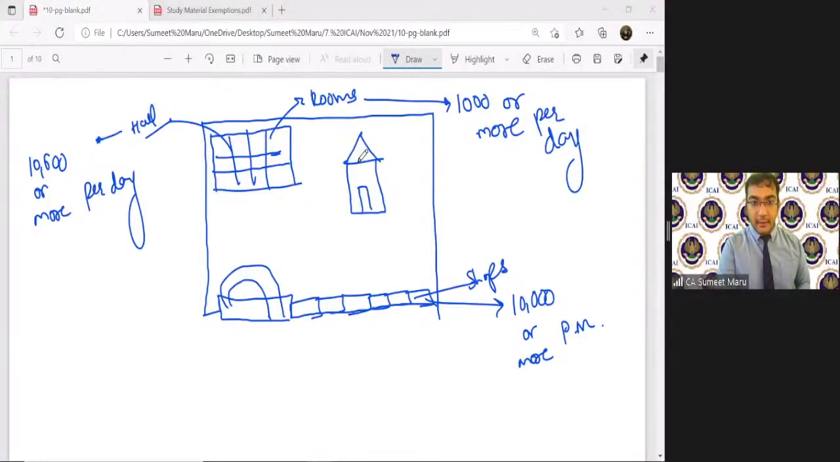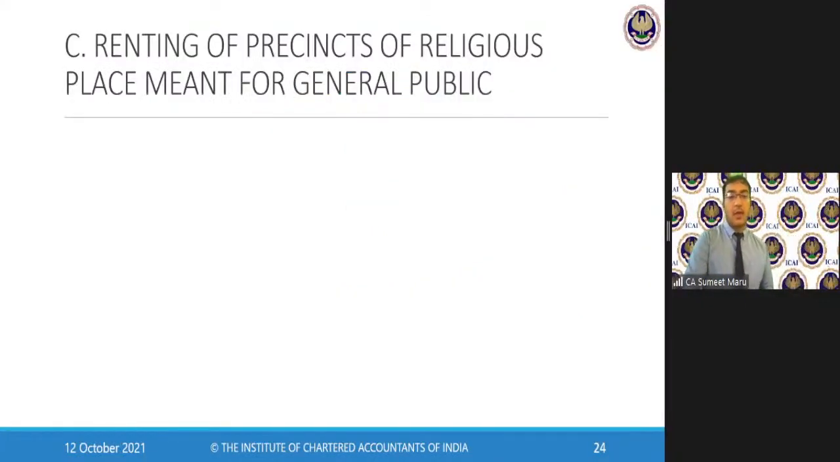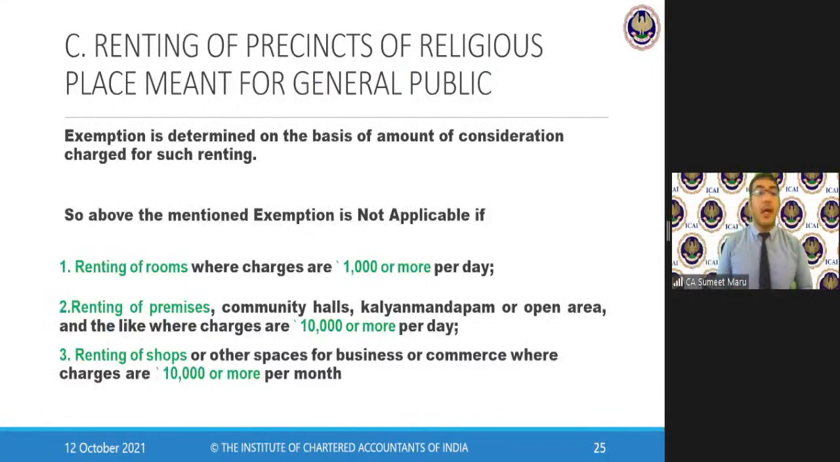Let me take you towards the PPT. So see, the above mentioned exemption is not applicable if the rent charged for rooms is 1,000 or more. So exemption is not applicable if the consideration is 1,000 or more for rooms, and for premises, community hall, whatever you call it. Say if you are giving a ground on rent, a community hall on rent, a Kalyan Mandapam, as it is known in South India, or open area, but it should be in the precincts of the religious place, and you are charging 10,000 or more per day, no exemption. Renting of shops or other spaces for business or commerce where charges are 10,000 or more per month, again exemption is not applicable. So if you are under this limit, exemption is applicable for you. You do not need to collect or charge tax. Whereas if you are on this limit or above it, you need to charge the tax and collect the same.